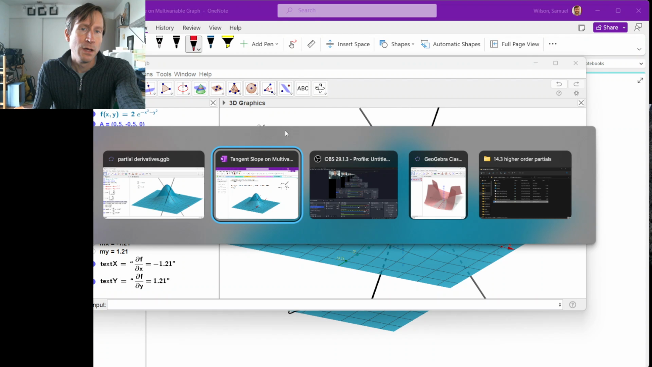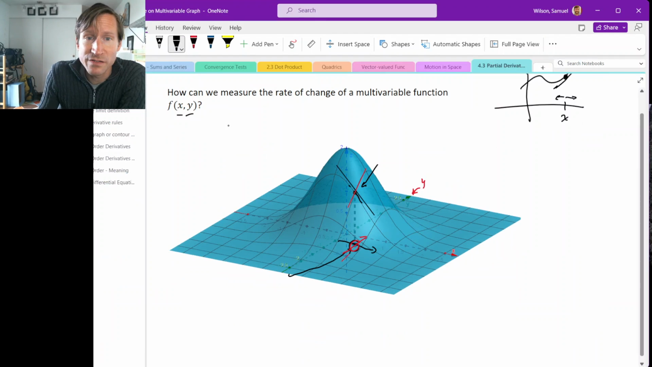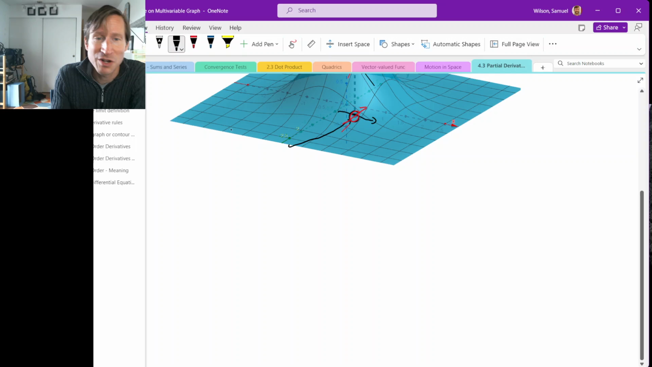Okay, so these derivatives, let me tell you how they're pronounced. So remember, there were two of them. There's the one in the x direction, and then there's the one in the y direction.